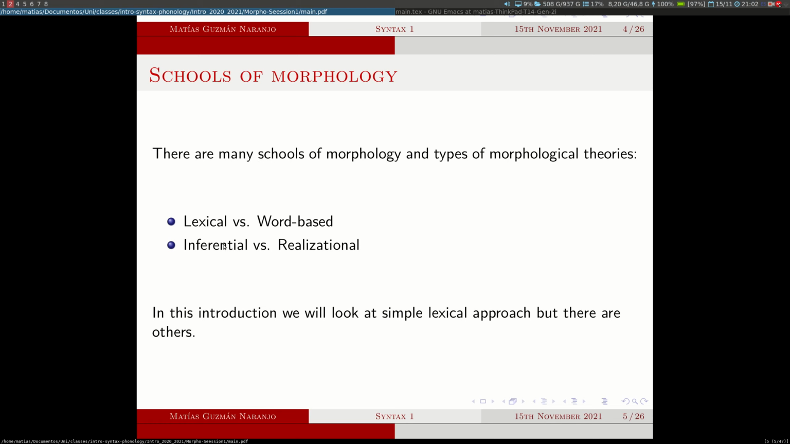Another position is inferential versus realizational, and we're here. So inferential is about relations between words, and realizational is about how you build words from smaller pieces, and that's what we're going to look at and what we will focus on. But I want to stress this.